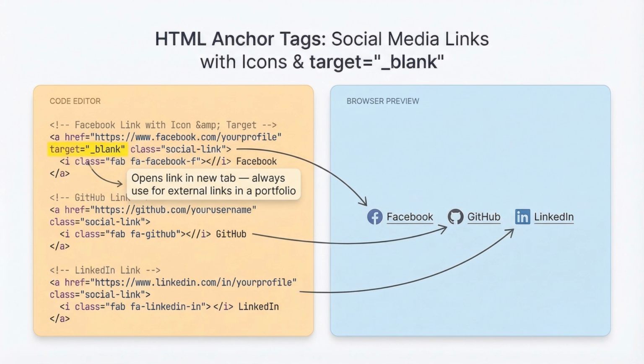Using target blank is a best practice for external links in a portfolio. You don't want visitors to accidentally leave your site when clicking a social link. Each platform, Facebook, GitHub, LinkedIn, has a unique profile URL you can find by visiting your own profile page and copying the URL from the address bar.